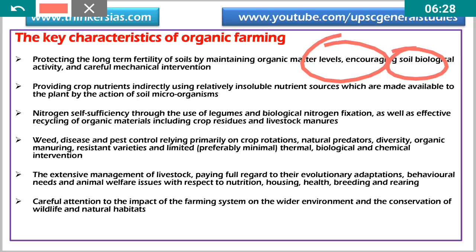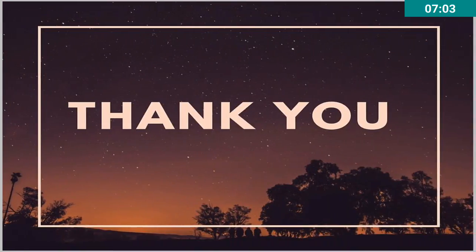Providing crop nutrients to the crops through microorganisms and organic manures. Nitrogen self-sufficiency by using legumes, biological nitrogen fixation, and other biofertilizers. Weeds, diseases, and pests are controlled by crop rotation and natural predators, which I have discussed, along with organic manures, resistant varieties, and extensive management of livestock, paying full regard to their evolutionary adaptation, behavioral needs, and animal welfare issues with respect to nutrition. These are the key characteristics of organic farming.